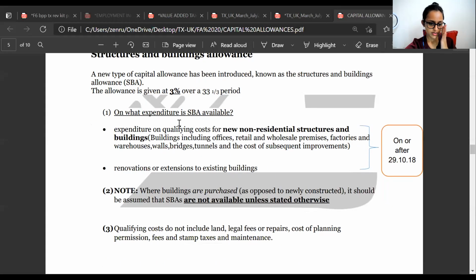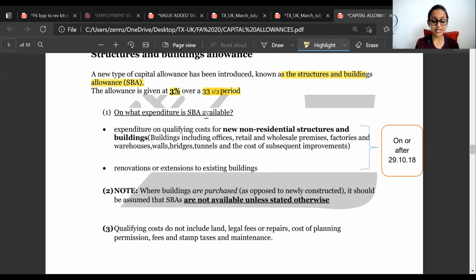SBA is something new, introduced as per the Finance Act 2020 and applicable for ACCA exams from the June 2021 sitting onwards. So be careful with this. It could be tested because new areas are very frequently tested. SBA is a special allowance you're getting for certain structures and buildings. The allowance is 3% over a 33 1/3 year period, from the time we bought it.